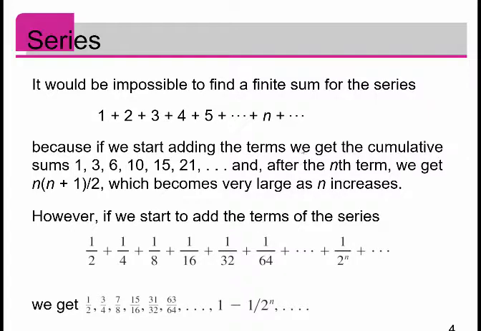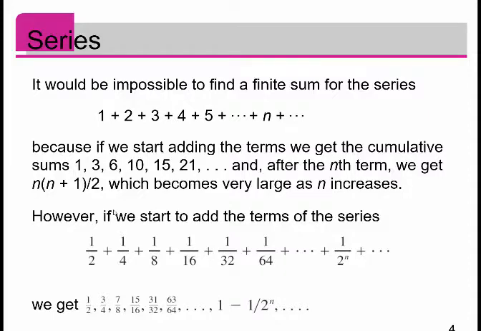All right, so it would be impossible to find the infinite sum for the series where a sub n is equal to n, just 1 plus 2 plus 3 and so on. If we start adding the terms, we get the cumulative sums 1, then 1 plus 2 is 3, 1 plus 2 plus 3 gives me 6, and so on. After the nth term, we get what we can write as n times n plus 1 divided by 2, which becomes very large as n increases.